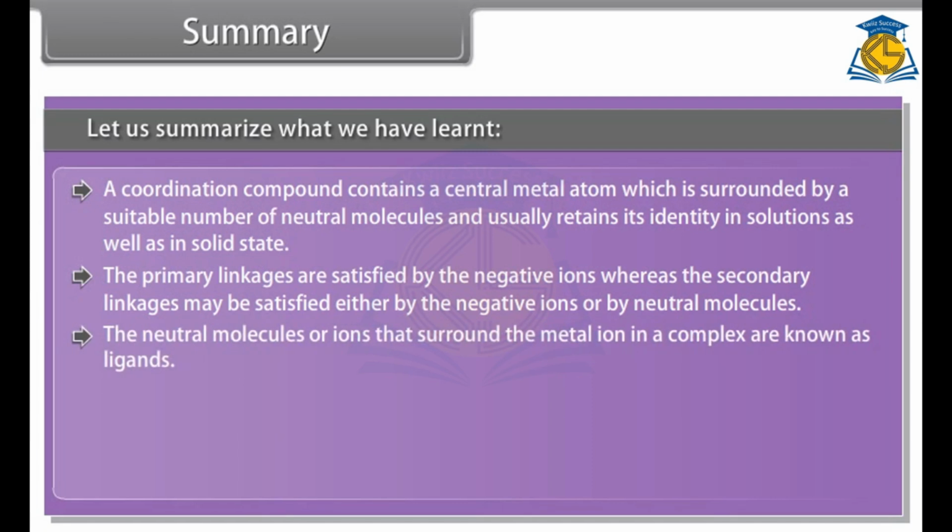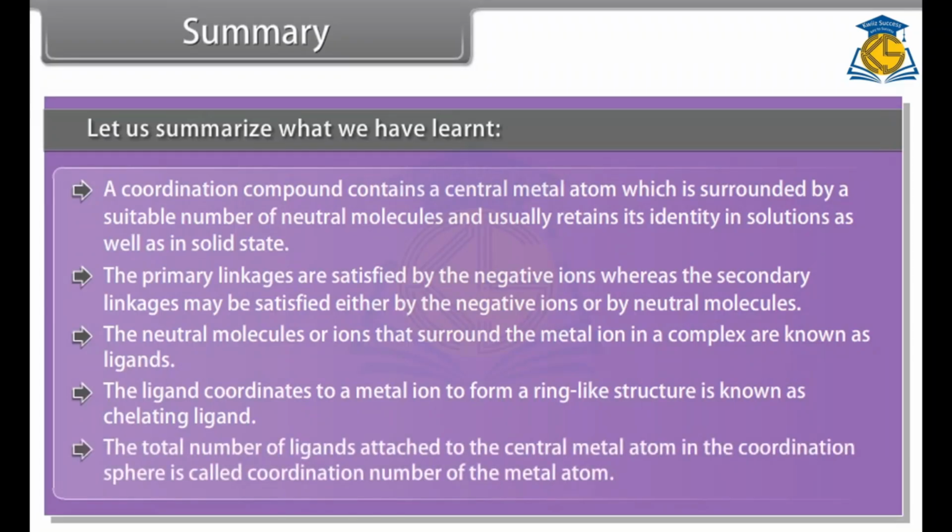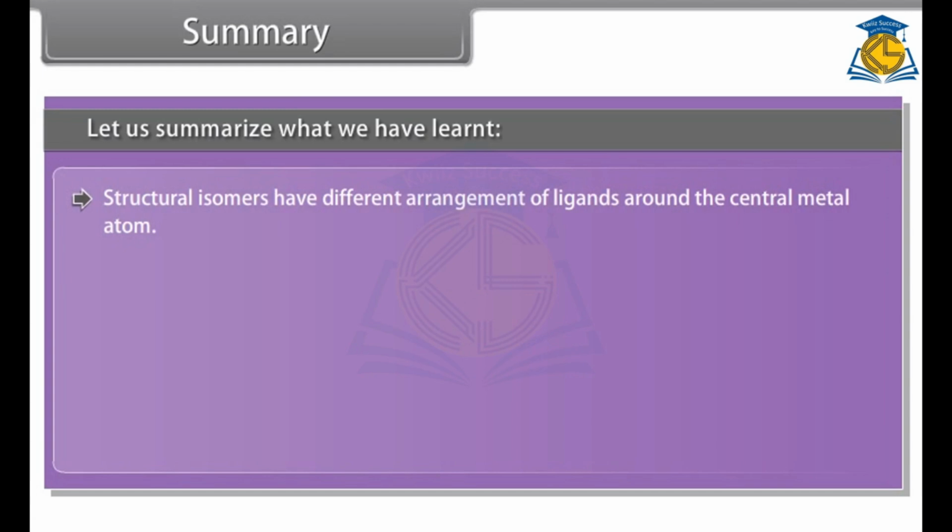The neutral molecules or ions that surround the metal ion in a complex are known as ligands. The ligand that coordinates to a metal ion to form a ring-like structure is known as chelating ligand. The total number of ligands attached to the central metal atom in the coordination sphere is called coordination number of the metal atom. Structural isomers have different arrangement of ligands around the central metal atom.